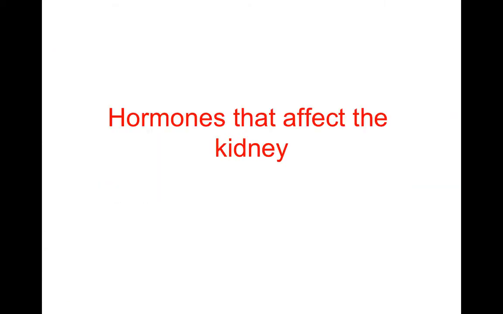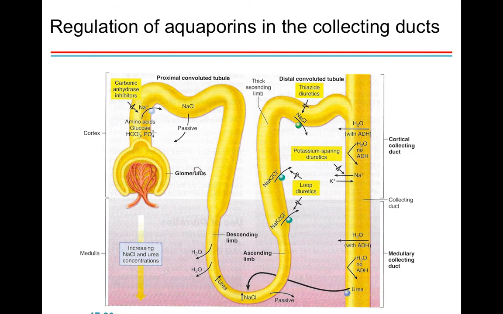The last topic of this lecture is hormones that affect the kidney. What I want to look at now is this diagram of the nephron. We have the Bowman's capsule, the proximal convoluted tubule, the loop of Henle, and then the distal convoluted tubule. This filtrate is going to enter the collecting duct, and in the collecting duct there's an opportunity for the body to pick up more water.